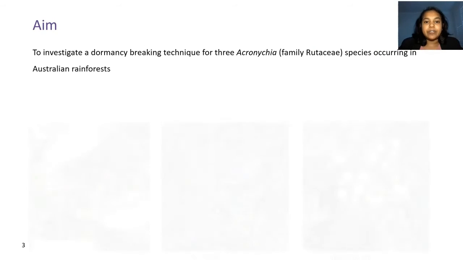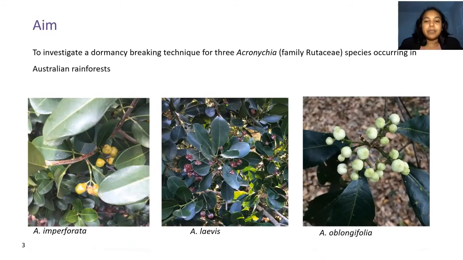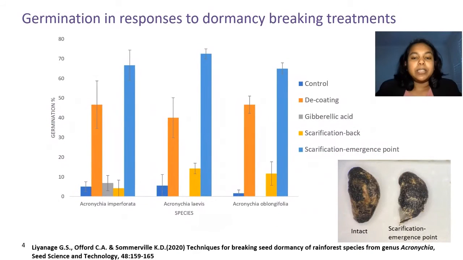We tested 3 species: Acronychia imperforata, Acronychia levis, and Acronychia oblongifolia. We used 4 dormancy breaking treatments: full seed coat removal, here decoating, use of gibberellic acid, scarification on a place opposite to the radicle emergence point, and scarification on the radicle emergence point. Highest germination was observed in decoating and scarification near the emergence point treatments.